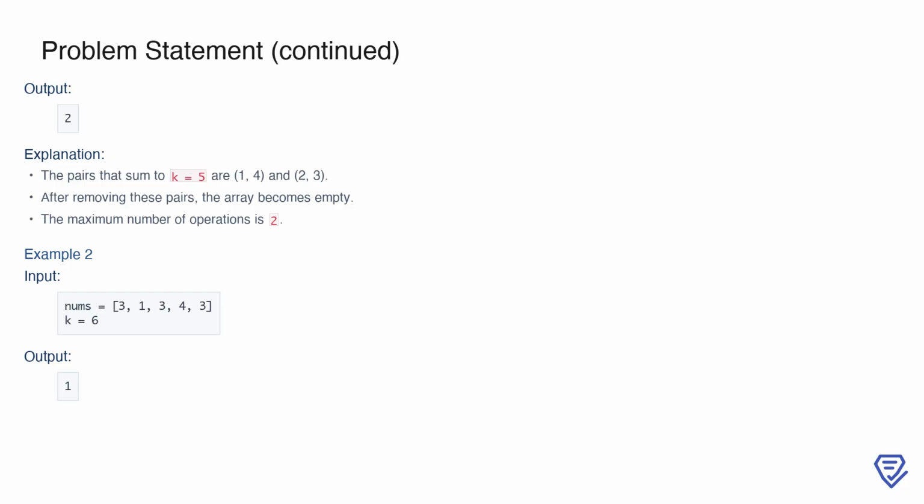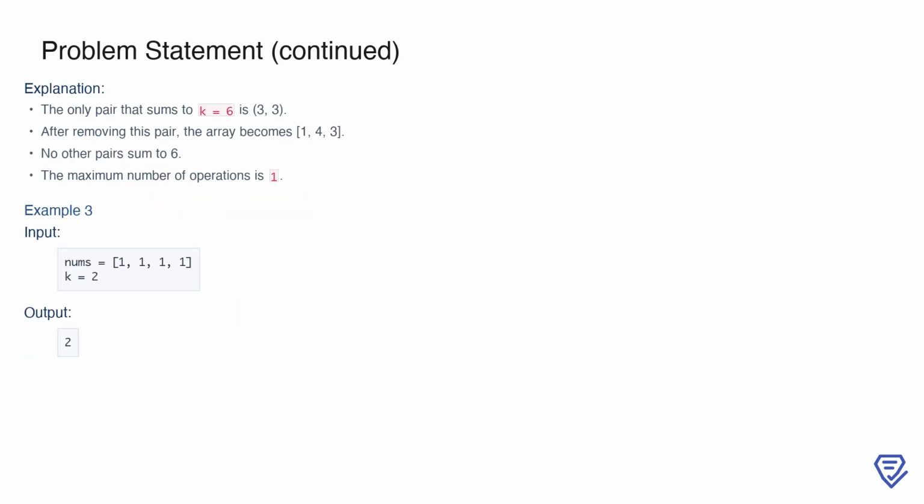Another example is when nums equals 3, 1, 3, 4, 3, and k equals 6. Here, the output is 1. In this second example, the only pair that sums to k equals 6 is 3, 3. After removing this pair, the remaining array is 1, 4, 3. In this updated array, there are no other pairs of numbers that sum to 6. As a result, we can only perform one operation, so the maximum number of operations is 1.